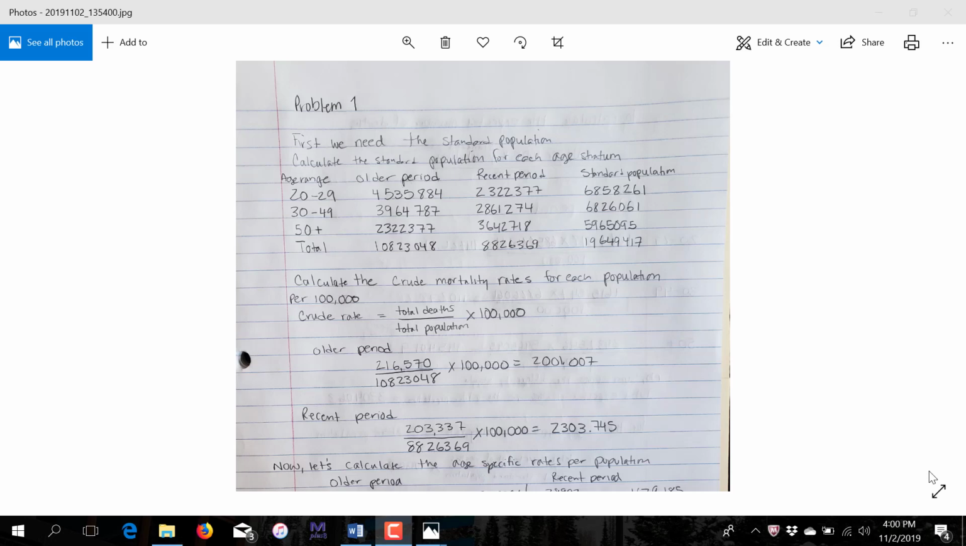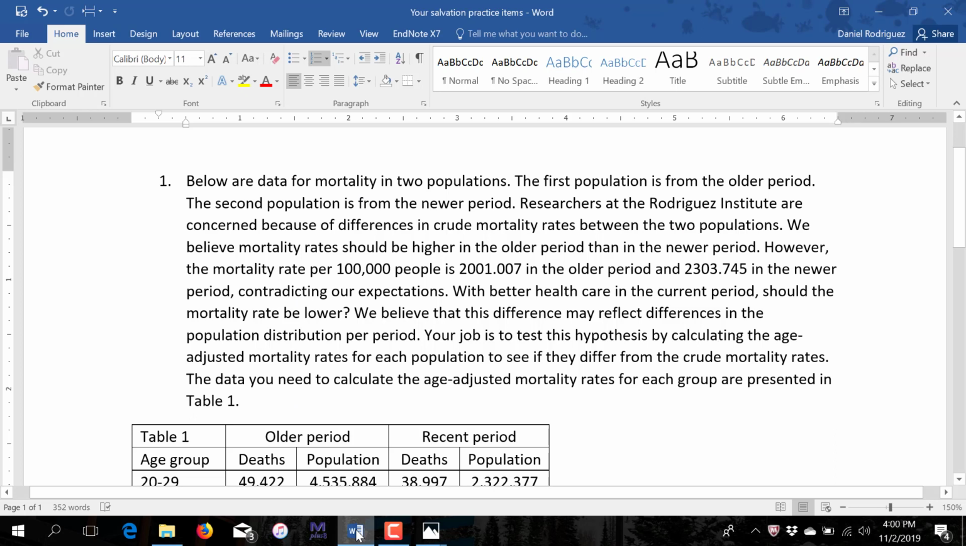Okay, so this is a set of calculations for a practice problem. The first set we're going to do is direct age adjustment. Here's the problem, and this is the way you're going to receive it in what I call your salvation practice items, because it'll help save you if you're having a bad semester so far academically.